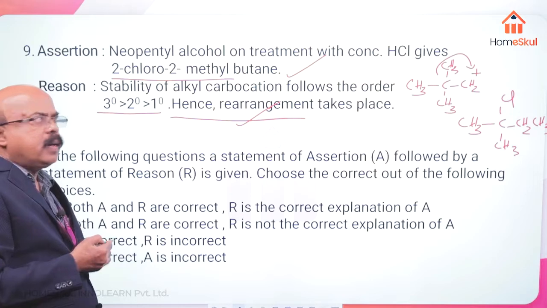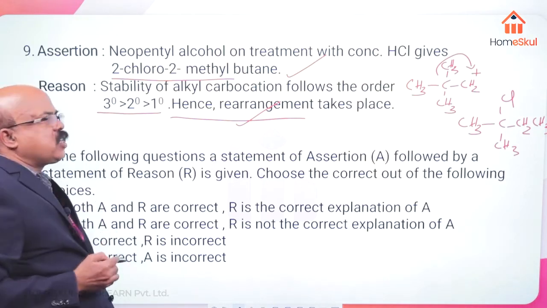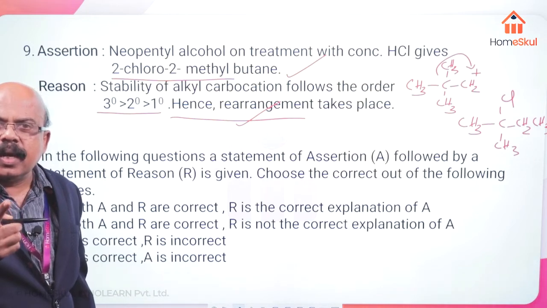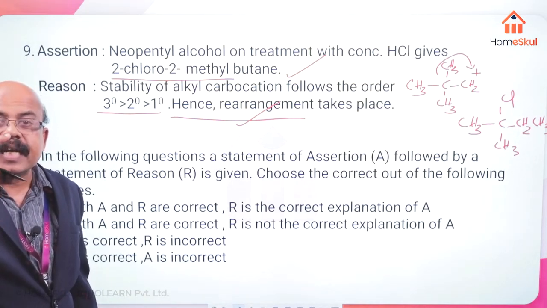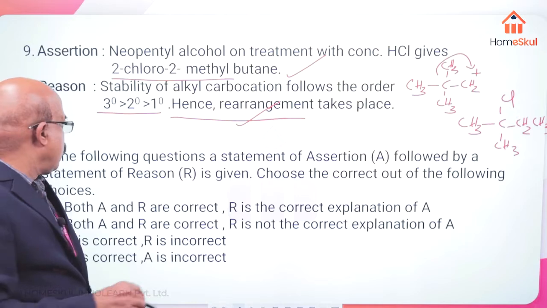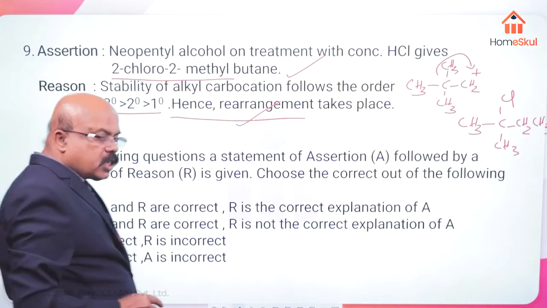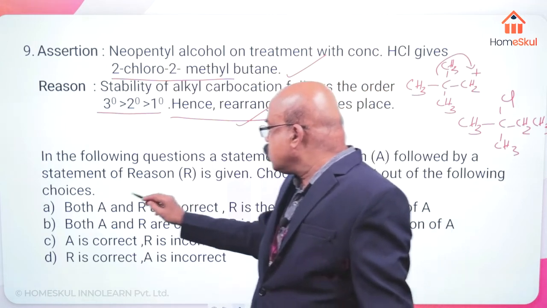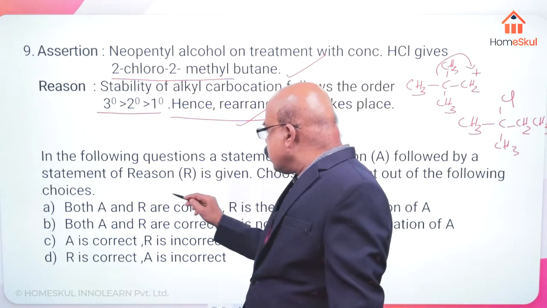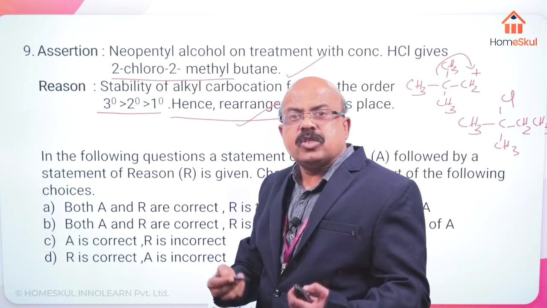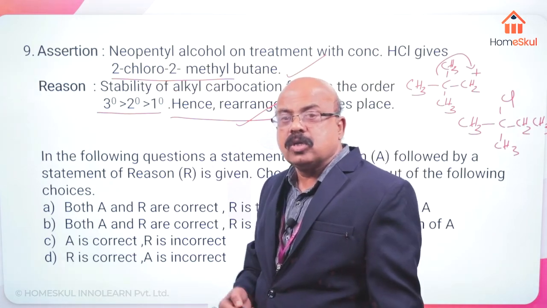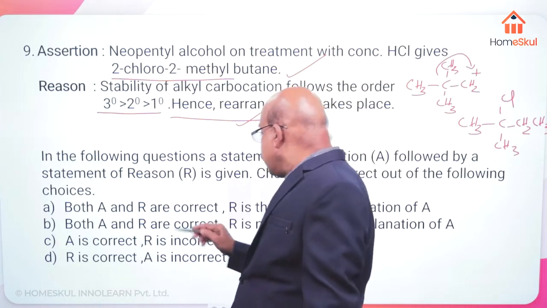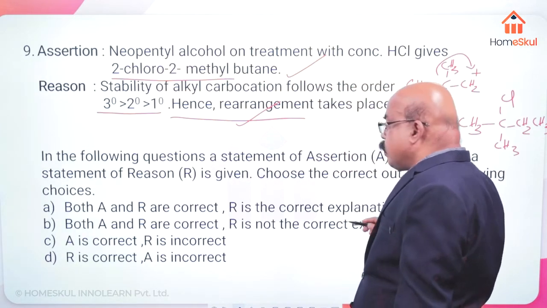So here, the assertion is correct and the reason is correct, and it is also the correct explanation of that assertion. Both A and R are correct. Assertion is correct here. Reason is also correct, and the reason is the correct explanation because there is a rearrangement of the carbocation. Both A and R are correct, and R is the correct explanation.